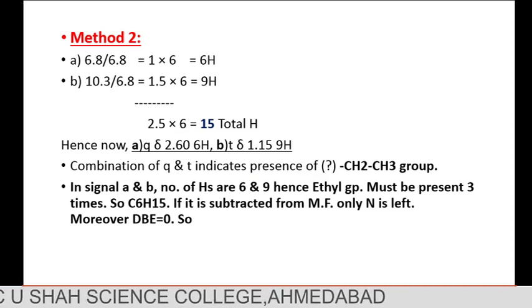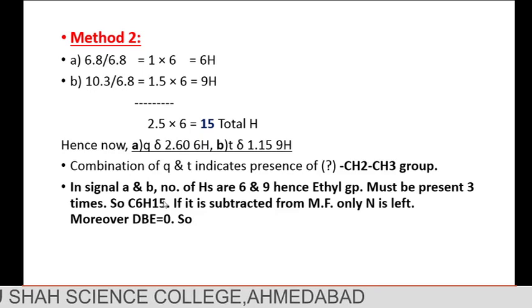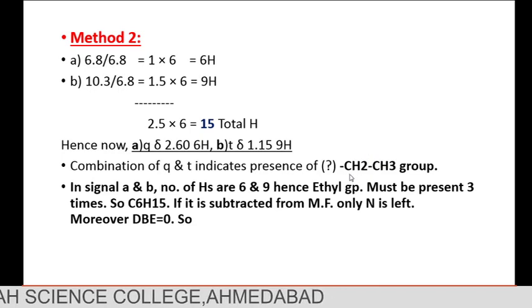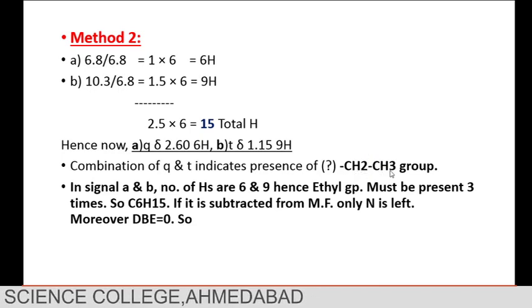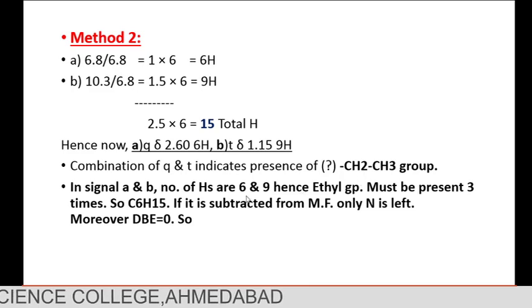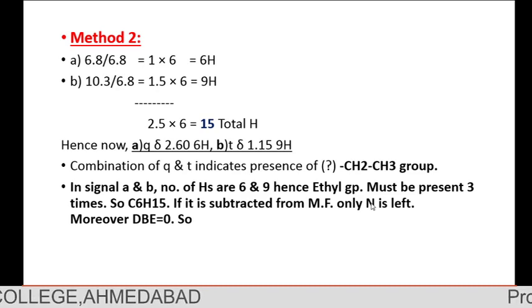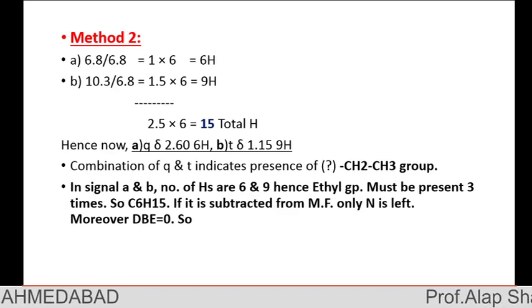Now, C6H15N molecular formula we deduced, and 3 ethyl groups are there. So each ethyl is a C2H5. 3 ethyl means C6H15. So if we subtract, then we can say that only one nitrogen atom is left. So now we have identified all the parts. There are three ethyl groups present, one nitrogen atom is present, and the DBE value is 0. So the compound is saturated, no double bond or triple bond, neither a cyclic structure.